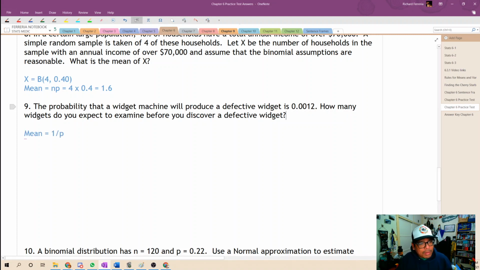Now the mean of a geometric distribution is 1 over p, which basically tells you how many you will expect before the first success. The first success should happen around 1 over p, which in our case is going to be 1 divided by 0.0012, or around 833.33.